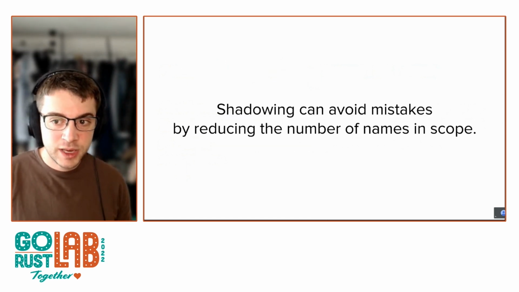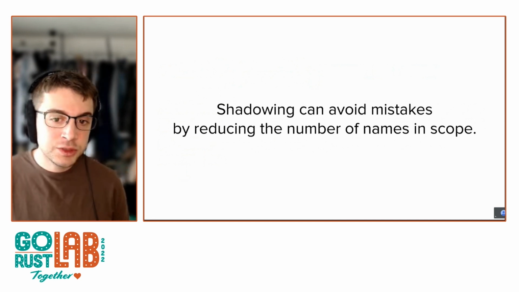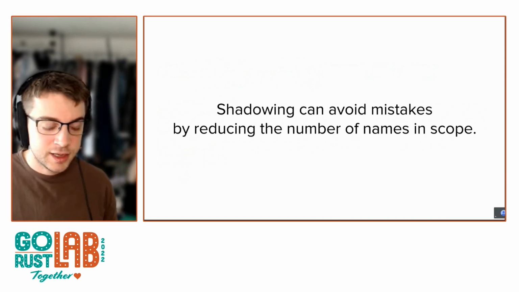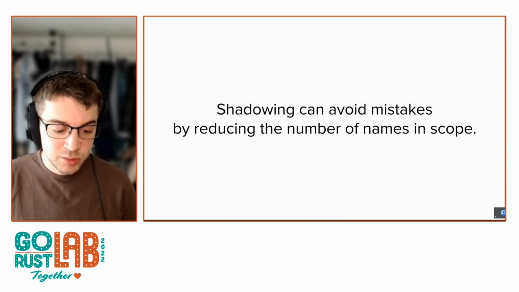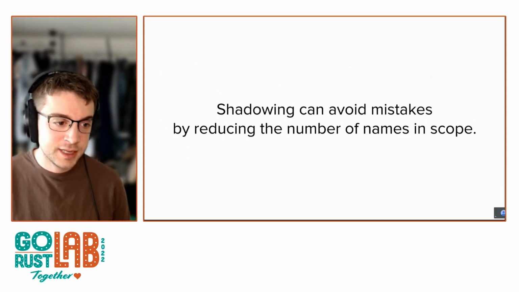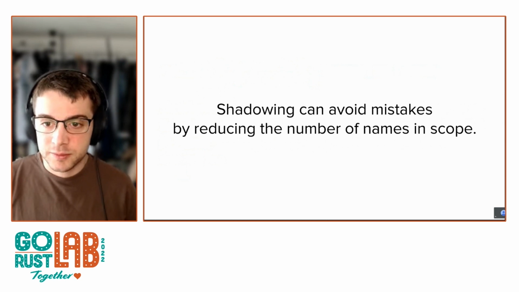So like we said, shadowing can avoid mistakes because it reduces the amount of names in scope. And I'm a human, I make mistakes. The more options I have, the higher the chances that I'm going to pick the wrong option, right?